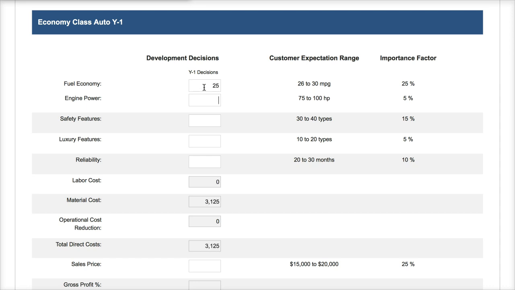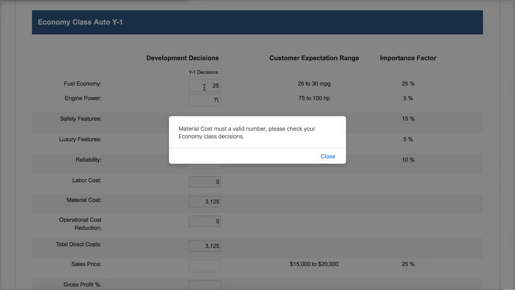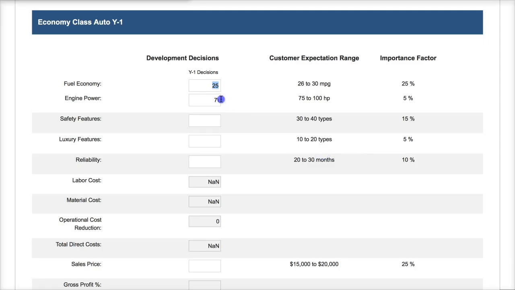So if I want to do 25, 7, let's see, probably should go higher on that first one. So let's go 31 here since it's 25% of the importance factor. But for the engine power, maybe I will go lower since it's only 5%. So you get the gist of how this works. And I'm just throwing some numbers in here.